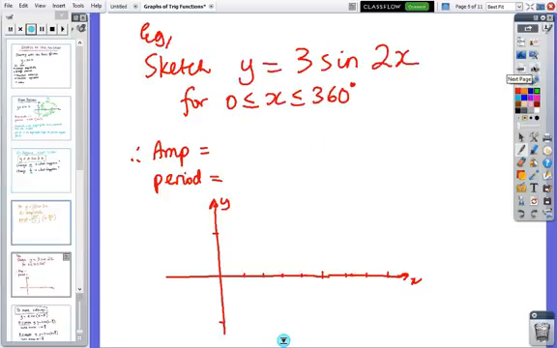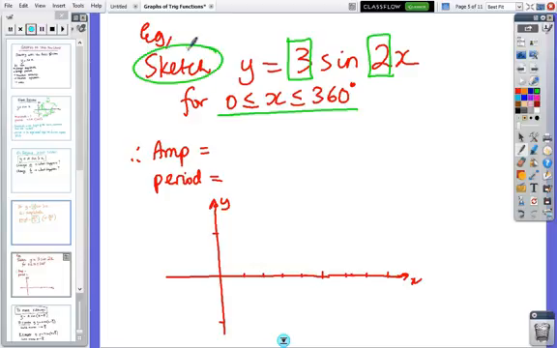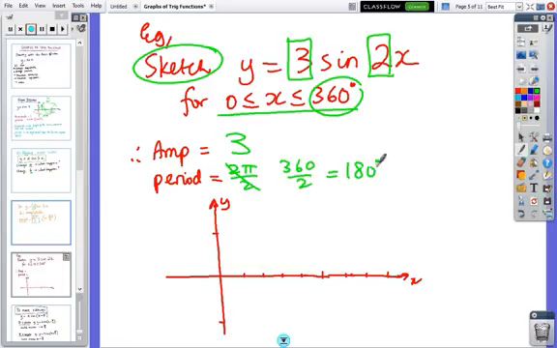So for instance, if I've got 3 sine 2x, and we're going from 0 to 360, and this question is a sketch question actually. The amplitude is 3, and the period is 2 pi divided by 2. Now I've got 360, so let's make it 360 divided by 2. So the length of a period is 180 degrees. It's just a straightforward graph, there's nothing to worry about. So it's 3 to minus 3.